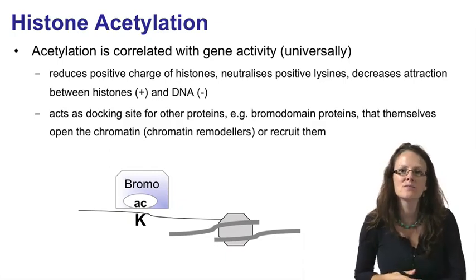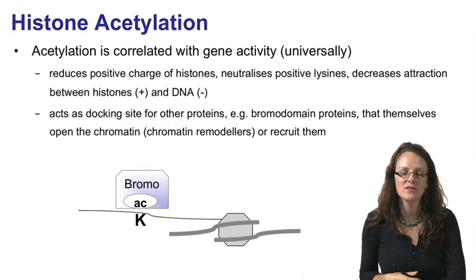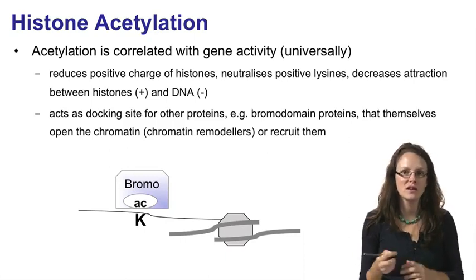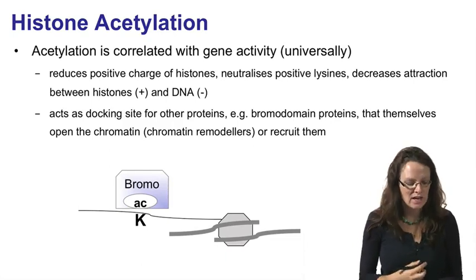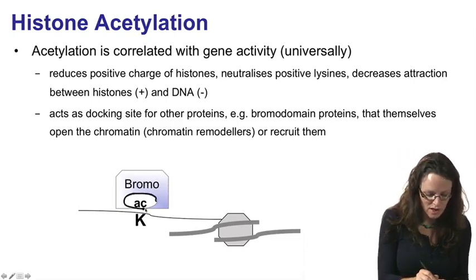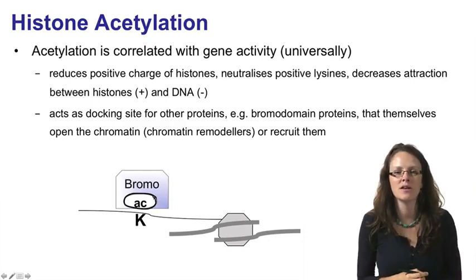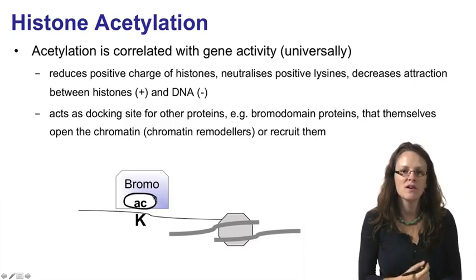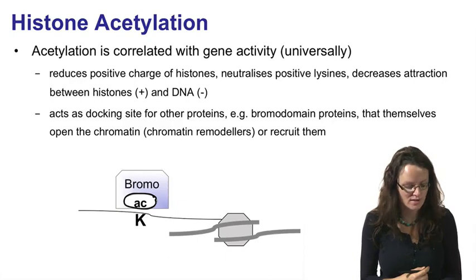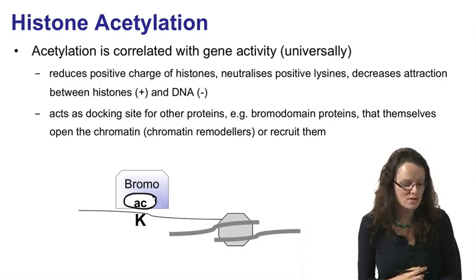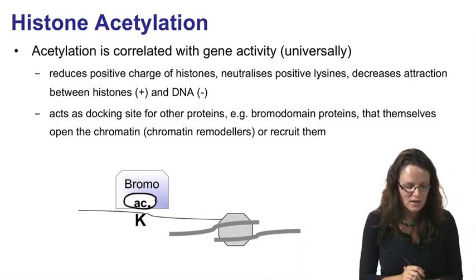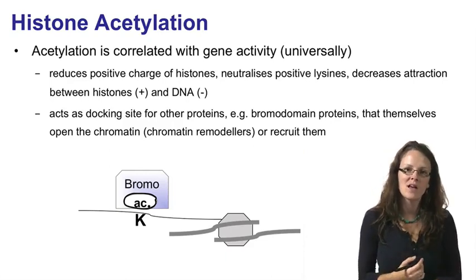But the second mechanism by which acetylation can be associated with transcriptional activity is more of a general mechanism that's true for other modifications as well. And that is that this acetyl group can be bound by a bromodomain. So a bromodomain is found in many different types of proteins. And it's this bromodomain which itself recognizes the acetylation group, and one of two things can happen.